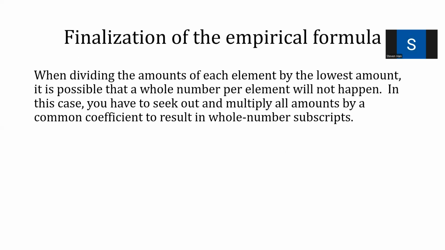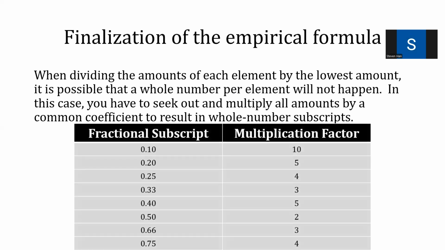When dividing the amounts of each element by the lowest amount, it is possible that a whole number integer per element will not result. In this case, you will have to seek out and multiply all amounts by a common coefficient to result in whole number subscripts. This table below provides the possible fractional subscripts and the multiplication factor needed to acquire a whole number integer.